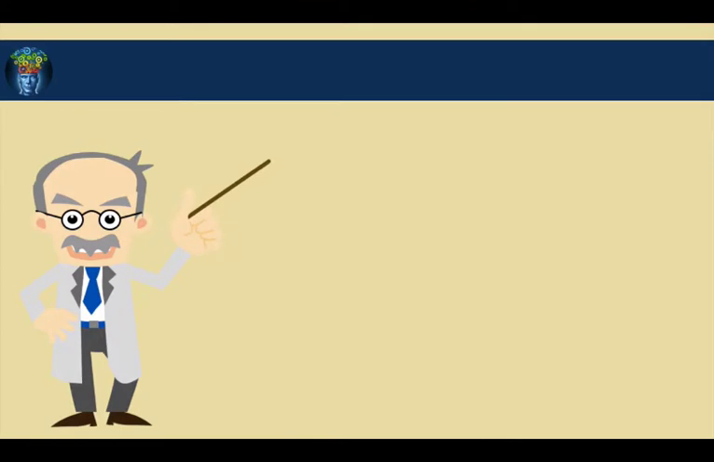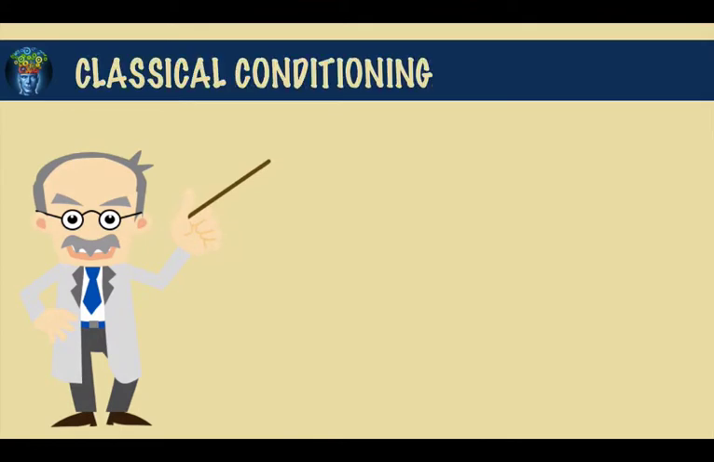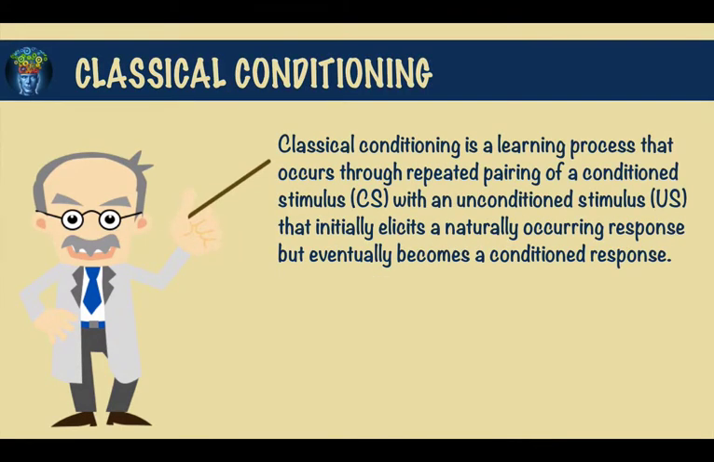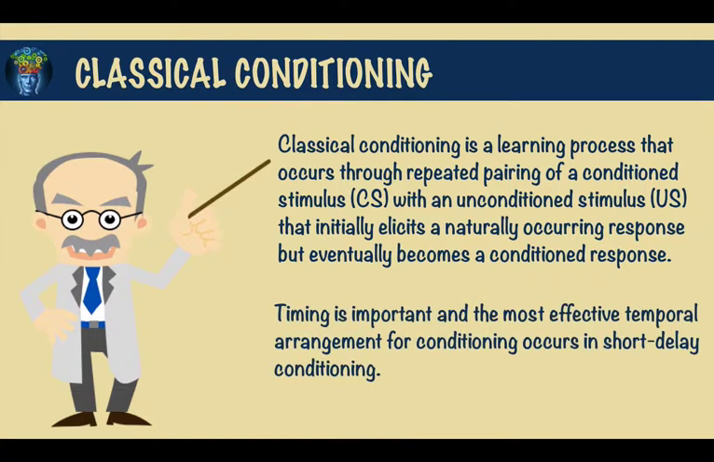So in its simplest form, classical conditioning is a learning process that occurs through repeated pairing of a conditioned stimulus with an unconditioned stimulus that elicits a naturally occurring response, but eventually becomes a conditioned response. Our research also tells us the precise timing of the pairing of the CS and the US can have a major effect on the outcome of conditioned response. Now, the conditioning process remains important today for numerous applications, including behavioral modification and in the treatment of fears and phobias.